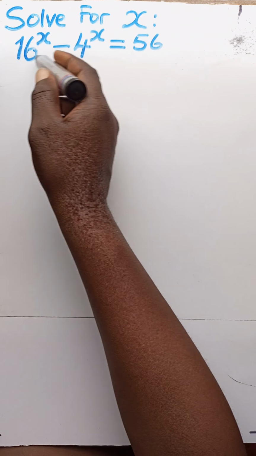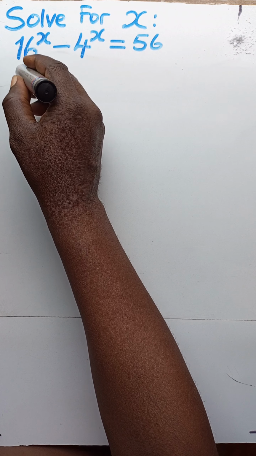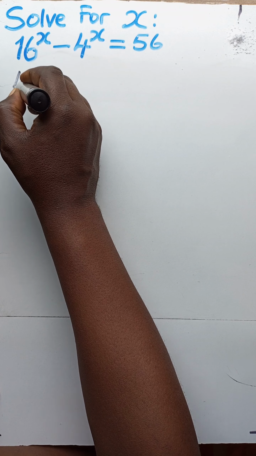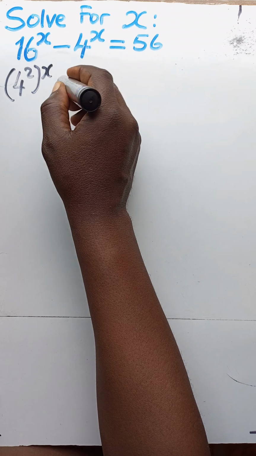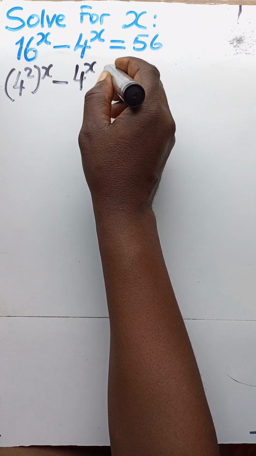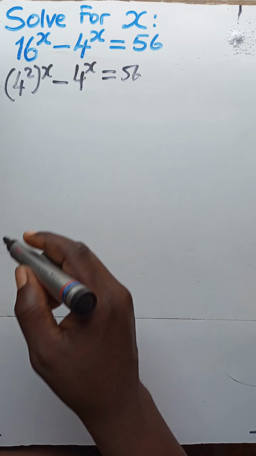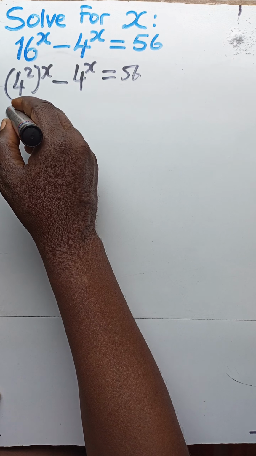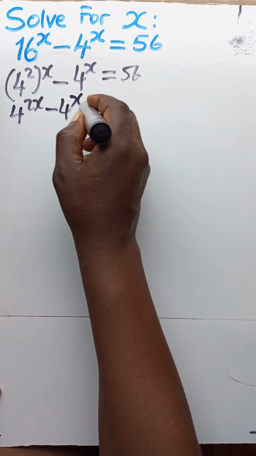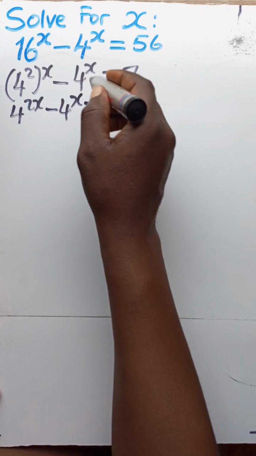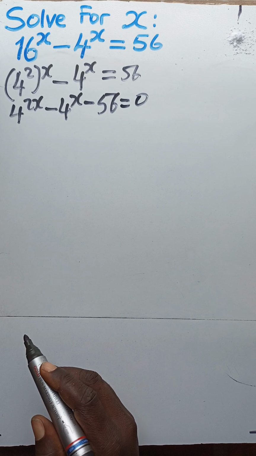All right, let us express the left-hand side to an index form in base 4. So this one here becomes, we know 16 is the same as 4 squared, all right? And it was raised to the power x minus 4 to the x is equal to 56. This simply becomes 4 to the 2x minus 4 to the x. Then we take this 56 this way, minus 56 is equal to 0.